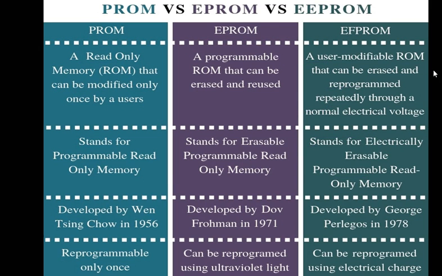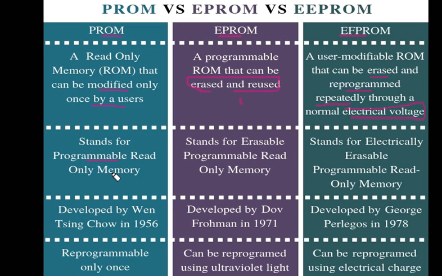And now these are the differences between what types of ROMs? Read-only memory. That is PROM, EPROM, then EEPROM. PROM is read-only memory that can be modified only once by a user. Means once we have programmed it, it is fixed. It will not change. EPROM is programmable ROM that can be erased and reused. You can reuse the data. EEPROM is user-modified ROM that can be erased and reprogrammed repeatedly through a normal electrical voltage. Here ultraviolet rays are needed for EPROM, but here electrical voltage. We can reuse it. This stands for what?